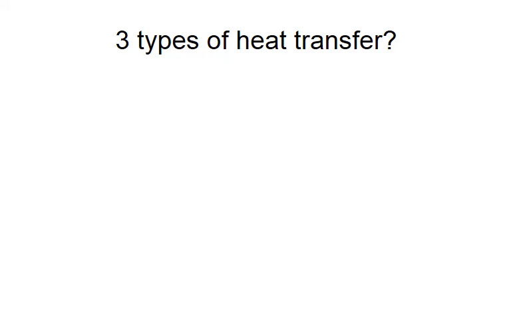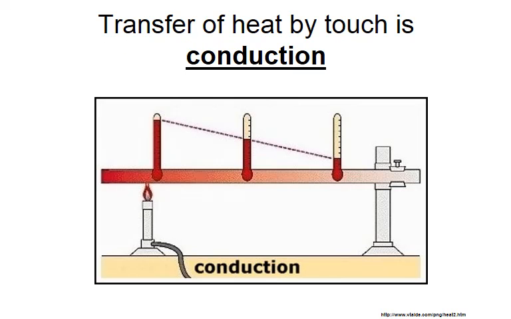All right, so let's talk about the three modes of energy transfer. And the first one is conduction. This is heat transfer by touch, where neighboring atoms bang into the neighboring atoms and make them move faster and faster and faster. We can see this Bunsen burner here, and it heats up these, and then these bang into these, bang into these, bang into these, and it's transferred by touch.